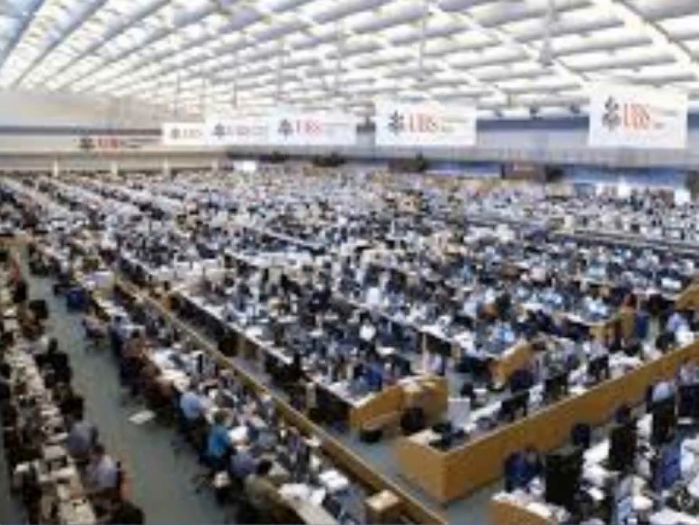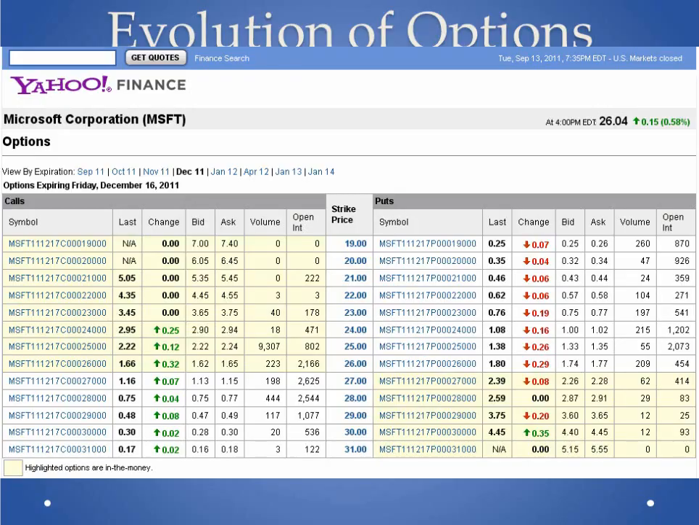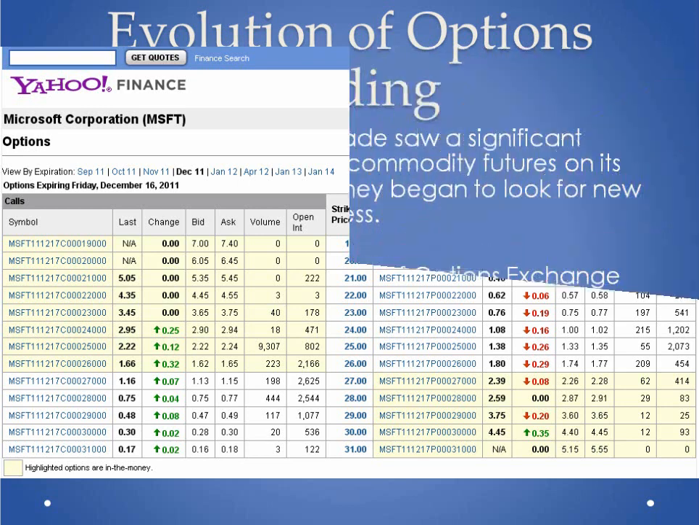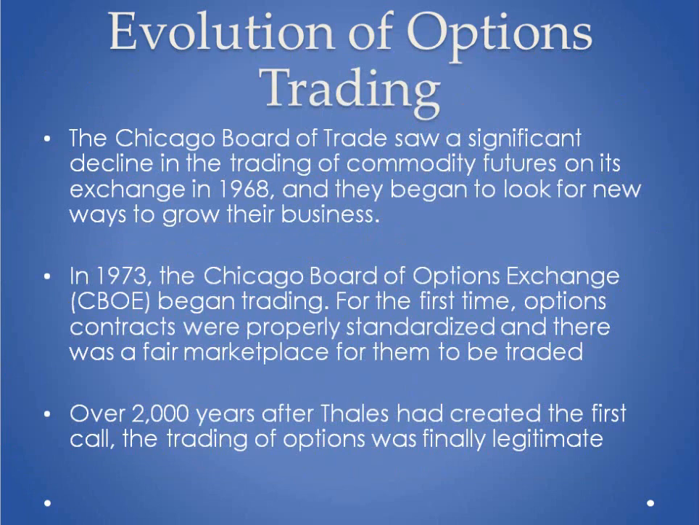In the modern options market, there are thousands of contracts listed on the exchange and many millions of contracts traded every day. Options trading continues to grow in popularity and shows no sign whatsoever of slowing down. So that's why this is really important for you all to get involved in options.